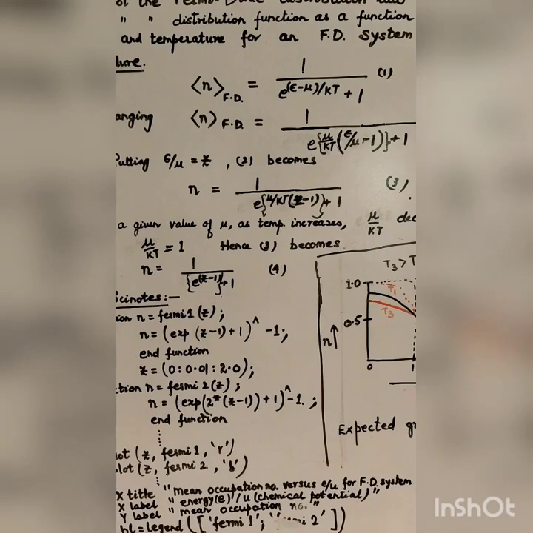So starting from here again, I have n is equal to 1 by e to the power (z minus 1), plus 1. Right, this is equation 4.